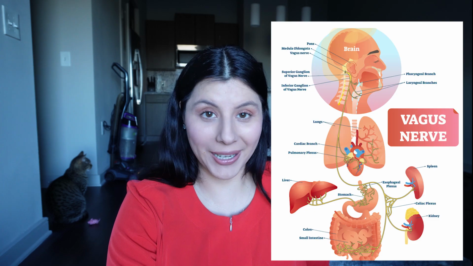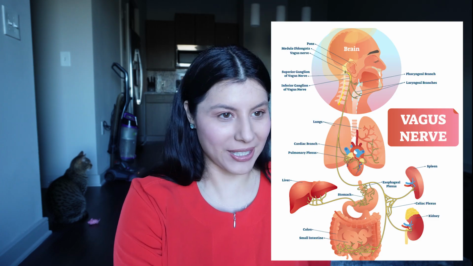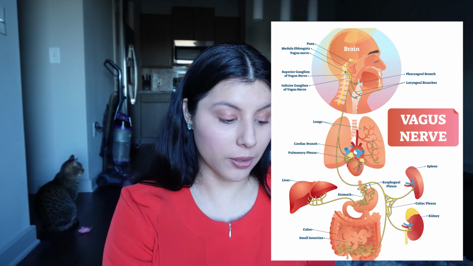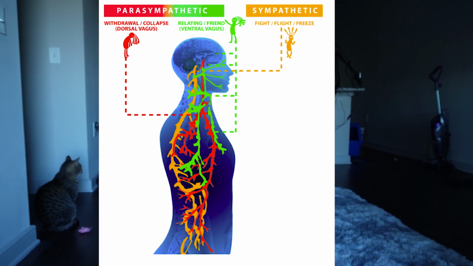The polyvagal theory is just something that I went down this rabbit hole on when I was trying to determine what was wrong with me. It indicates that the vagus nerve begins at the medulla oblongata, a lower part of the brain. It's been a while since I've taken anatomy and physiology. There are two sides that run down throughout our body: a dorsal side and a ventral side.